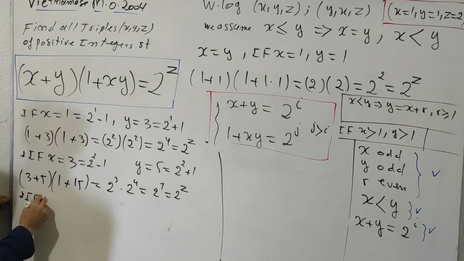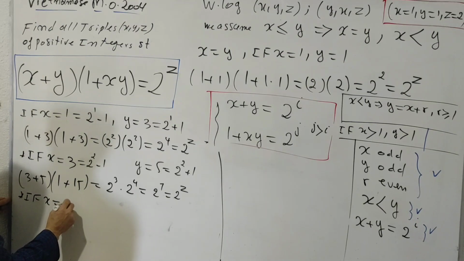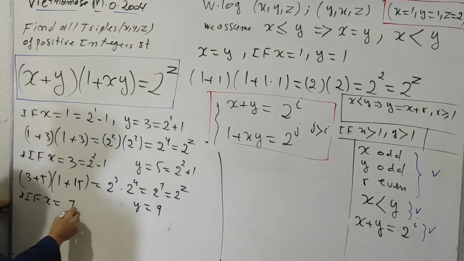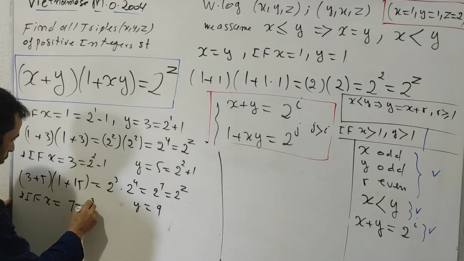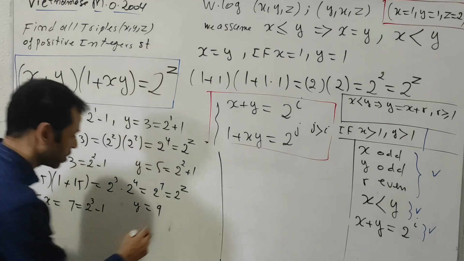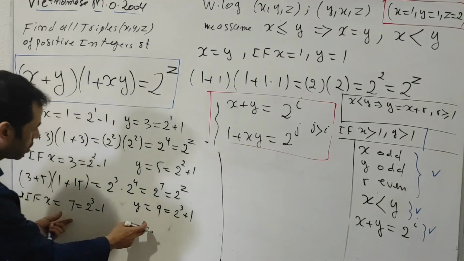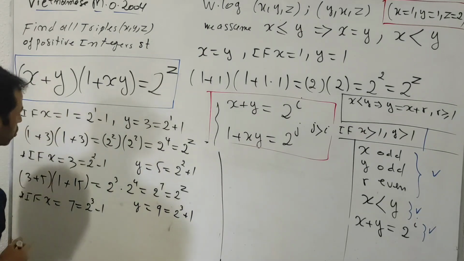If x equals 7 and y equals 9. x equals 7 is the same as 2 to the 3 minus 1. y equals 9 is the same as 2 to the 3 plus 1. I'm going to plug these solutions into the original equation to see what it gives us.